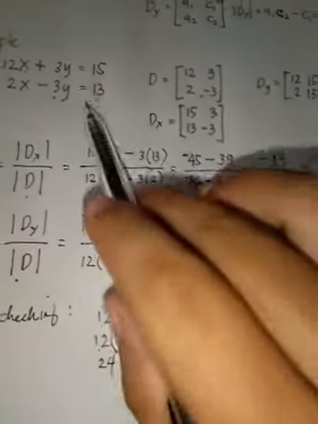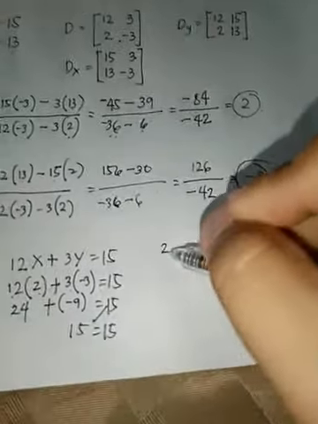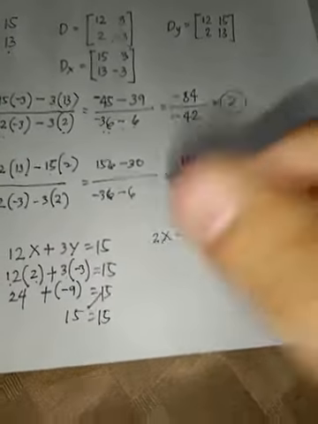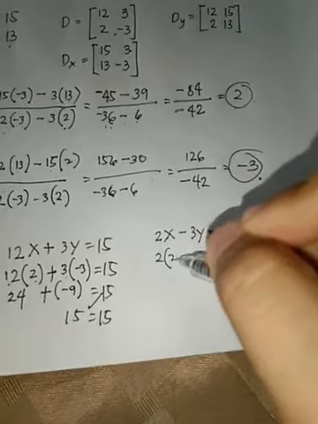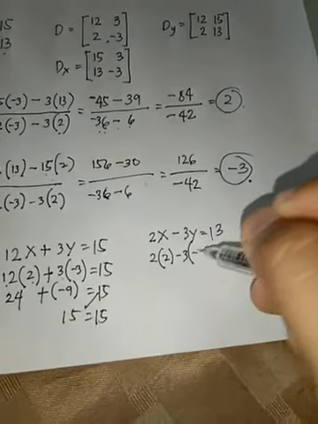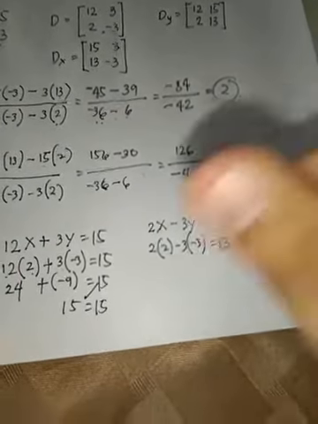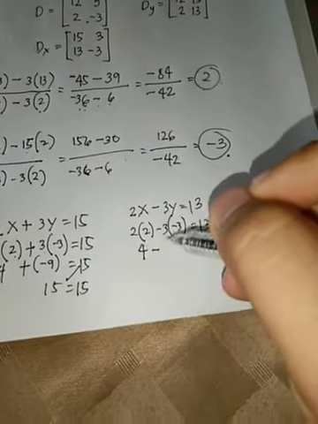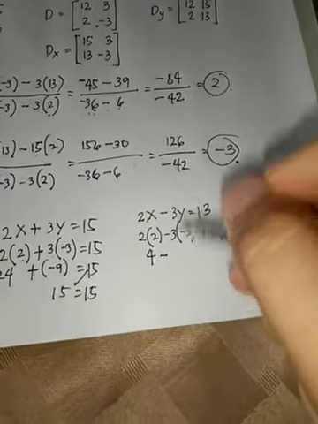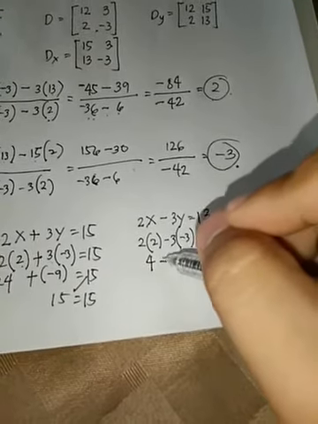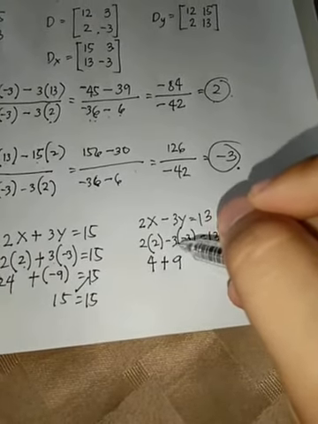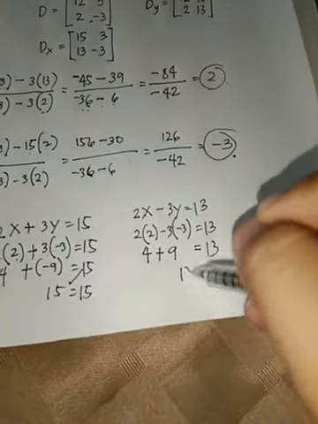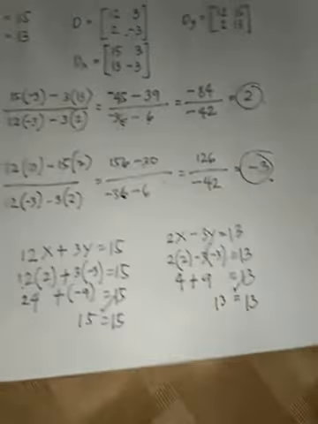How about this one? So, 2x minus 3y is equals to 13. Then 2 times 2 minus 3 times negative 3 is equals to 13. So, this is 4 minus, this is positive na. So, negative 3 times negative 3, positive 9. So, 13. Okay, check.